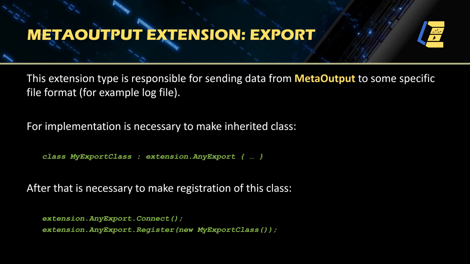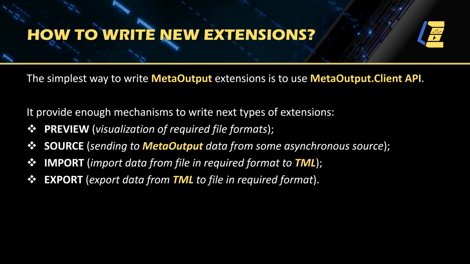How to write new extensions. The simplest way to write MetaOutput extensions is to use the MetaOutput Client API. It provides enough mechanisms to write the next types of extensions.